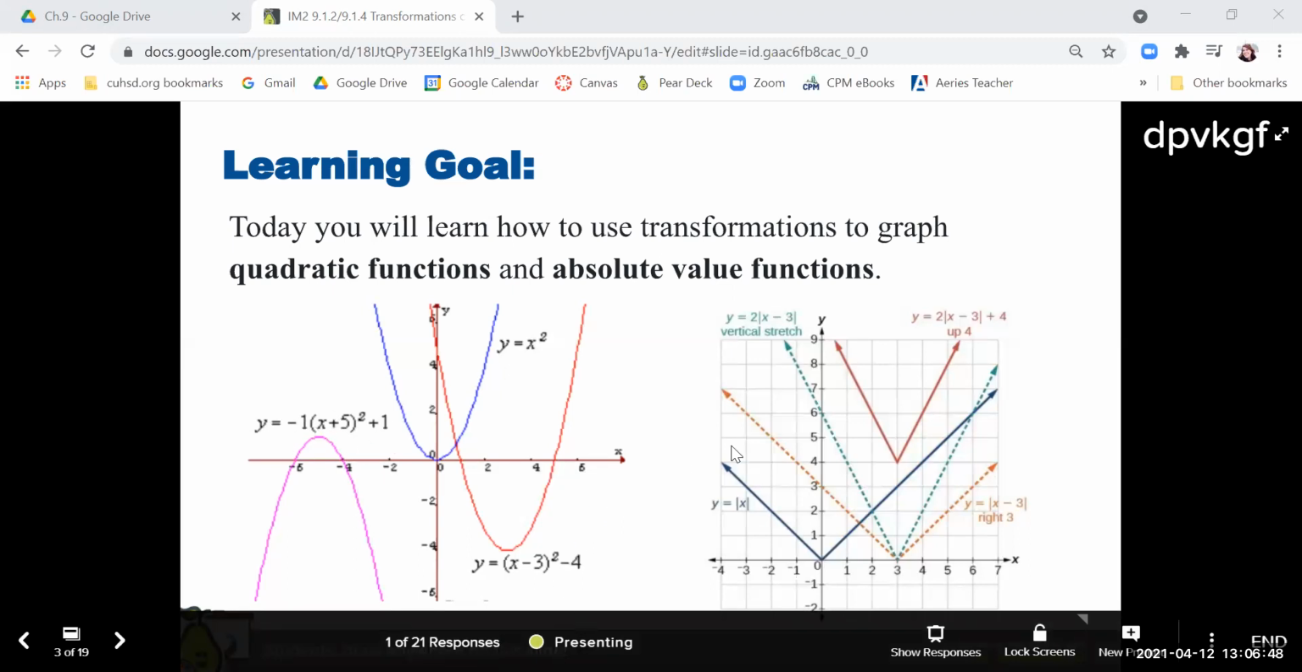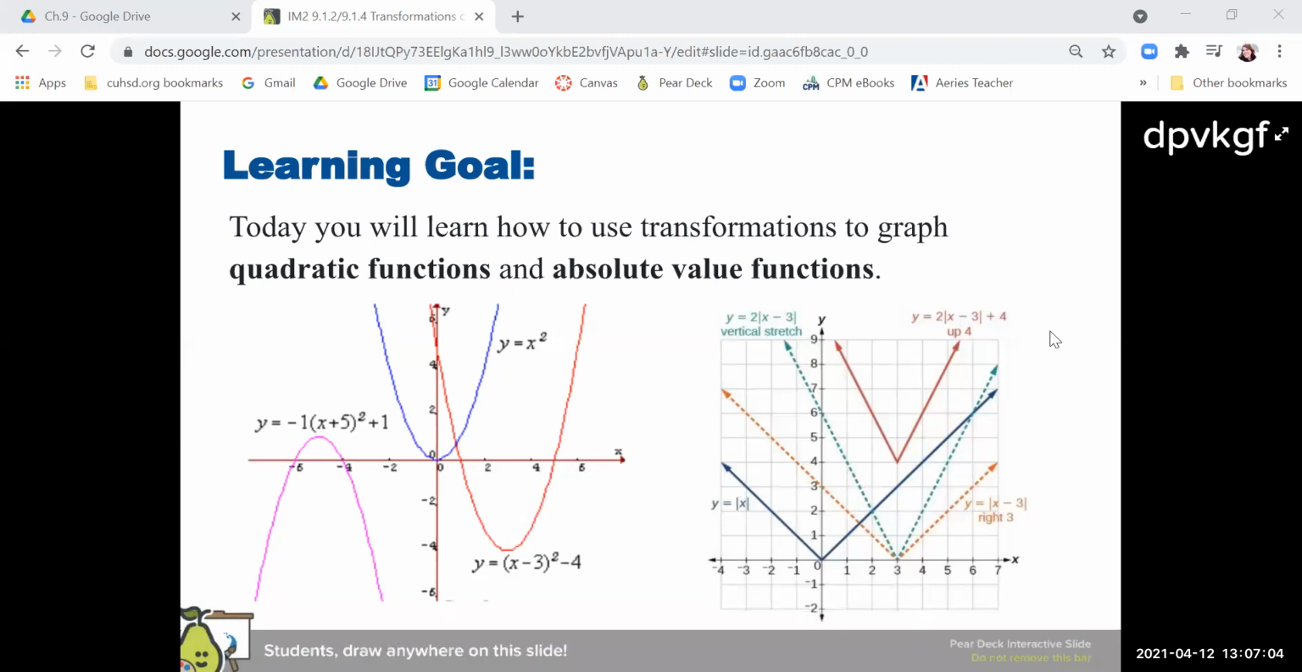And then the absolute value function actually makes these V-shaped graphs. So we're looking at parabola, U-like graphs, these curves, and these V-shaped graphs, and they have a lot in common the way that their equations will be structured today. So we're going to use a similar method for graphing each of these types of functions.